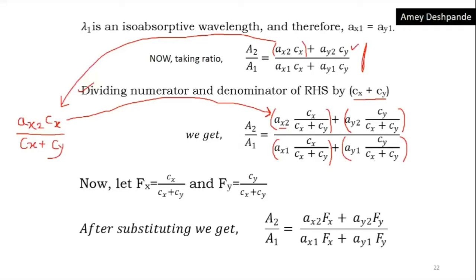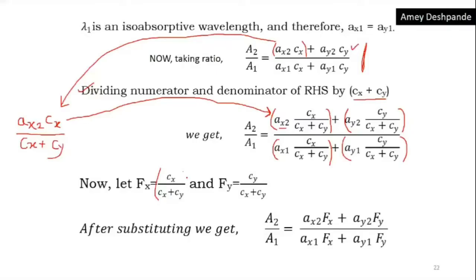Cx upon Cx plus Cy and Cy upon Cx plus Cy. Let us consider this entire term as fx, that is function of x. Here, the term with Cx in the numerator, we will consider as fx. And the other term where we have Cy, that is y in the numerator, we will consider it as fy, that is function of y. So what we get as this ratio is, please observe over here.